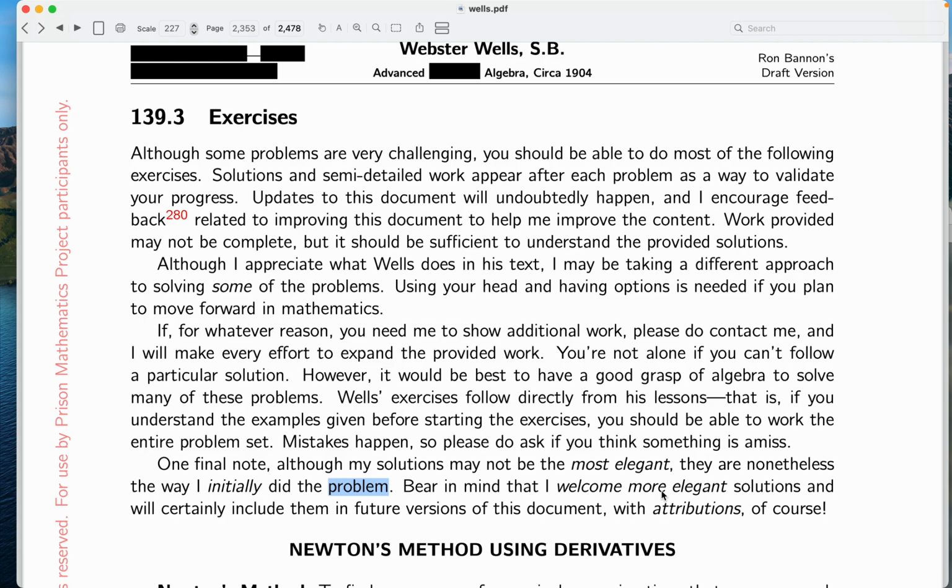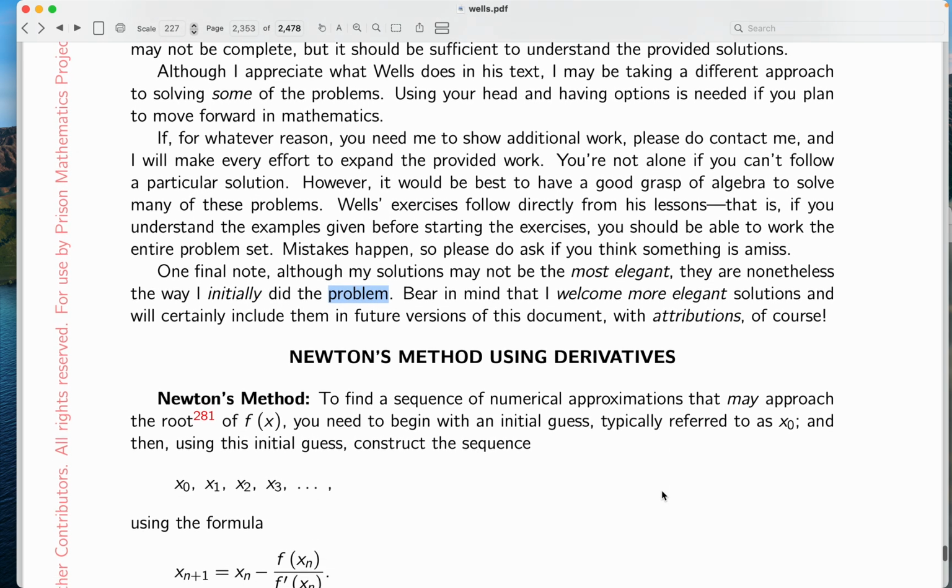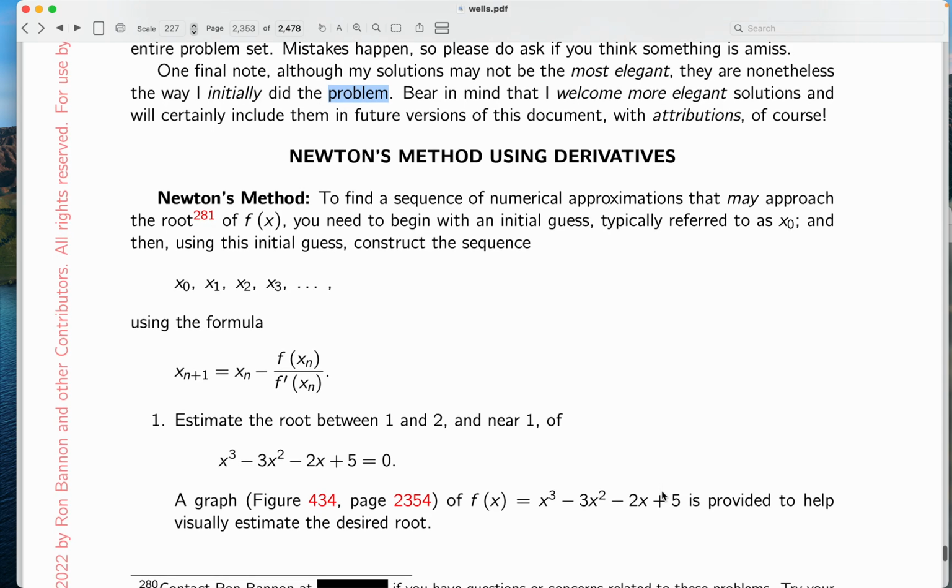Okay, exercise set 139.3. When I first looked at this section, I saw Newton's method, and I was kind of surprised to see what he was doing. He wasn't using derivatives to do Newton's method. He was using something else. Nowadays, Newton's method is related to using derivatives, and that's what I want to go through. So I summarized the technique over here, and we're going to go through examples now.